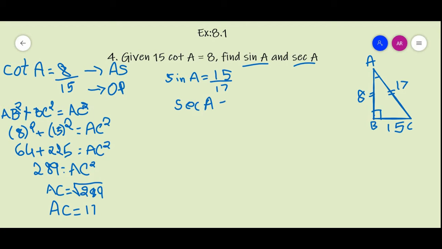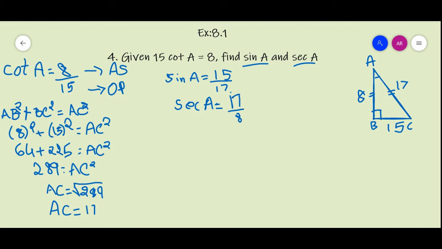So let's write it. Here we have sec A. So sec A will be equal to, what is the hypotenuse? It's AC for us. So AC by, and what is the adjacent side? It's AB. We'll write it first as this step, and in the next step we can write the values. So AC's value is 17, and the value of AB is 8.